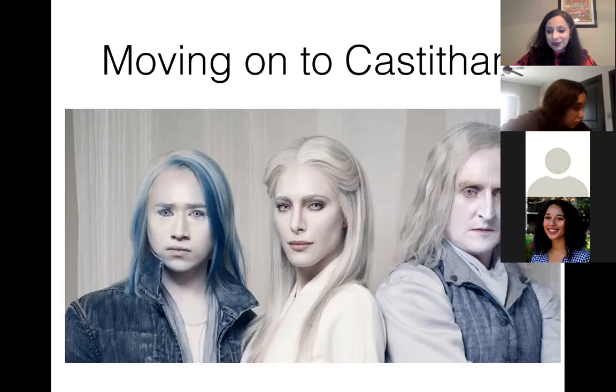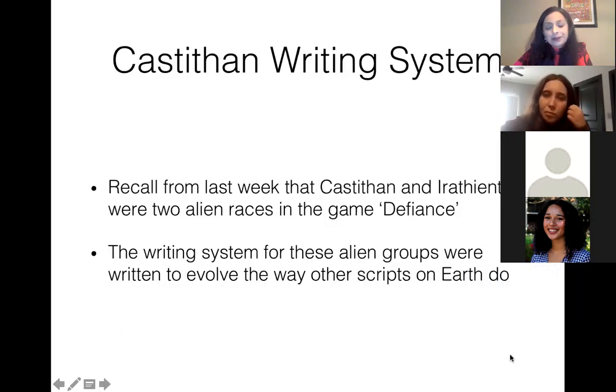They look kind of like a mix between the elves from Lord of the Rings and the Twilight vampire family. I was going to say vampires. Yeah, vampires for sure, but I can definitely see that elvish resemblance you're talking about, especially with the hair and the silver colors. But if you did not tell me that this was the Castithan alien race, I would have said vampire from Twilight. So definitely very different looking from the Irathian alien race.